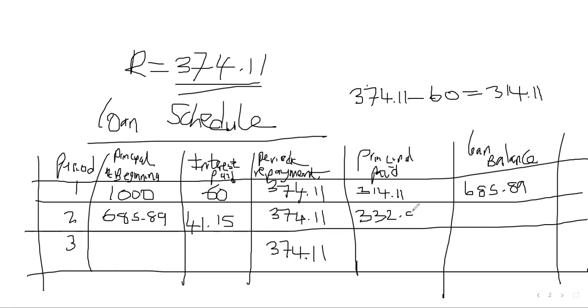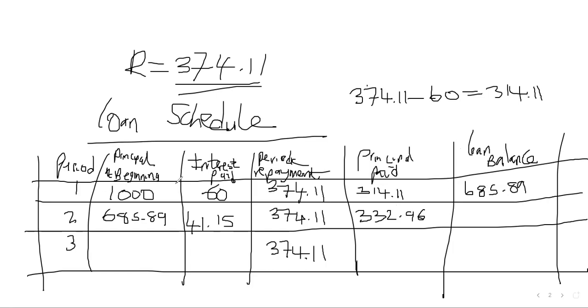332. Yes, please. Where have you gotten this 6.89? Go again. 685. Oh, okay. It's the balance this side. Okay. Yeah, have you gotten it? Yes, I've seen it. Okay.